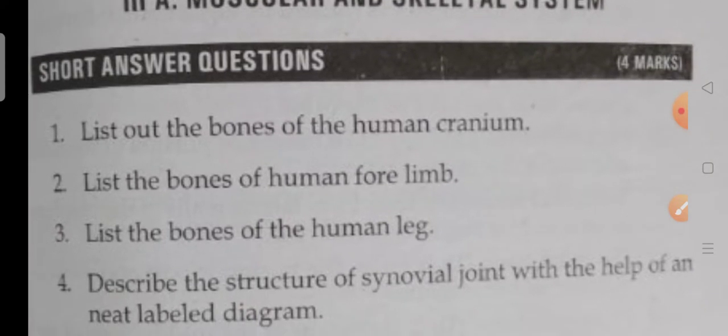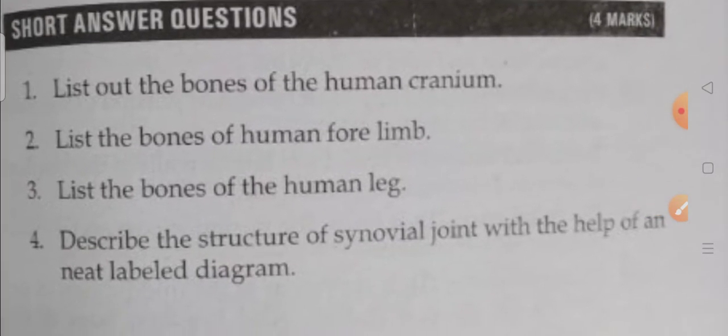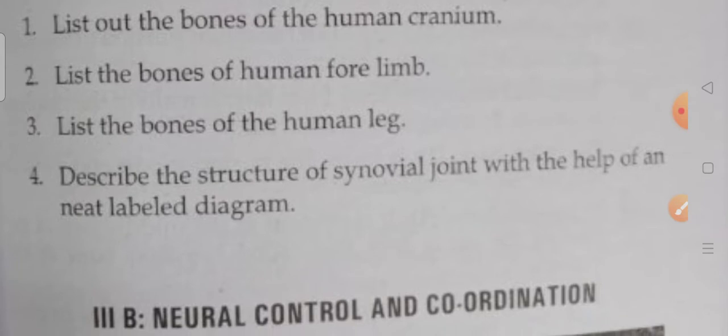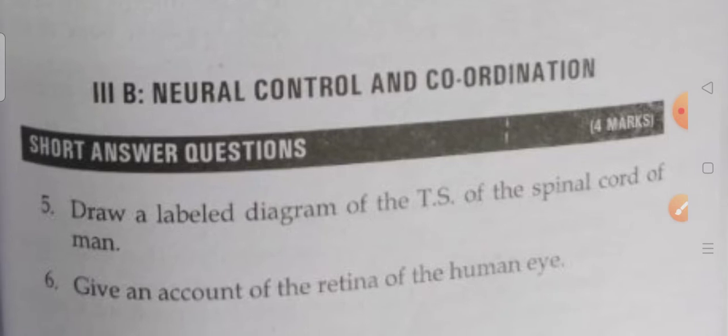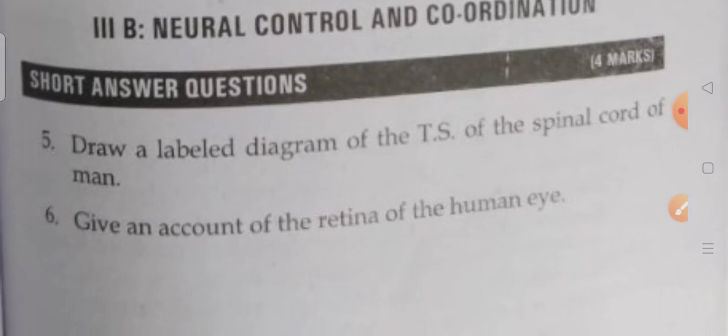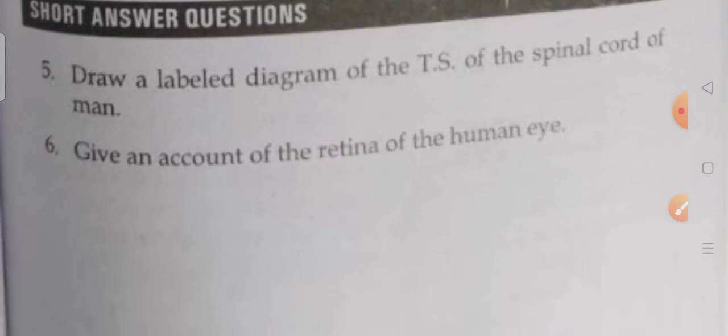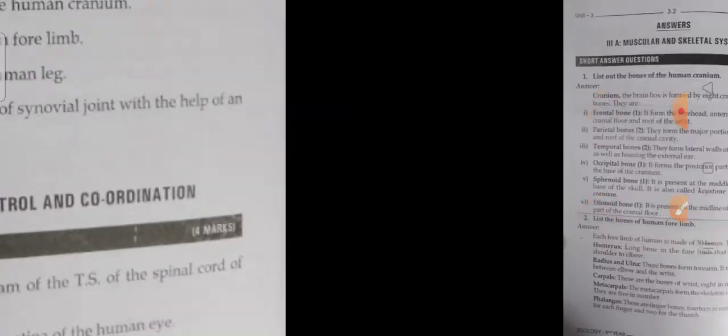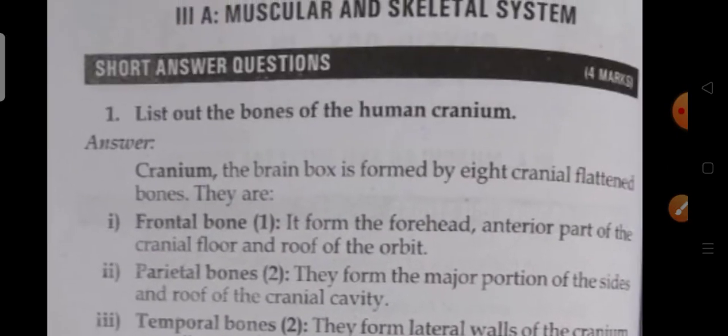List out the bones of the human cranium, list out the bones of the human forelimb, list the bones of the human leg, and describe the structure of the synovial joint with the help of a neat labeled diagram. Next, unit 3B: draw a labeled diagram of the TS of the spinal cord of man, and give an account of the retina of the human eye. So these are some of the important questions in unit 3. Let me see the important questions along with the answers.